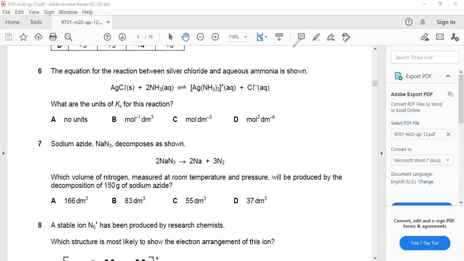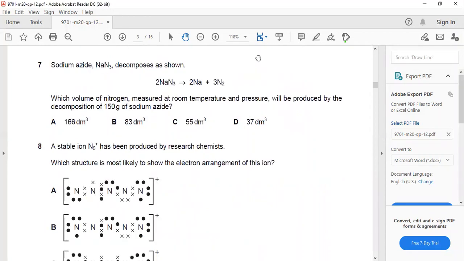Question number 7. Which volume of nitrogen, measured at room temperature and pressure, will be produced by decomposition of 150 grams of sodium azide? So you have to find the relative molecular mass of sodium azide.